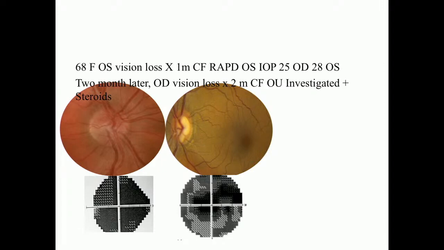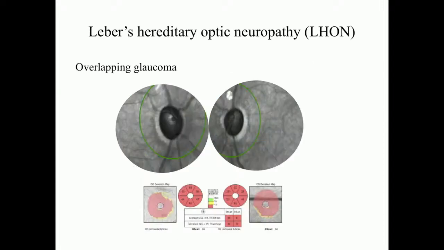Now, because this is a bilateral sequential optic neuropathy, despite the age of the patient, despite being a woman, she was also checked for Leber's hereditary optic neuropathy. And as it turns out, she was positive for Leber's hereditary optic neuropathy. She also had glaucoma, so she had both at the same time. She was left with NLP vision OU, unfortunately, with severely cupped nerves and loss of the ganglion cell layer.